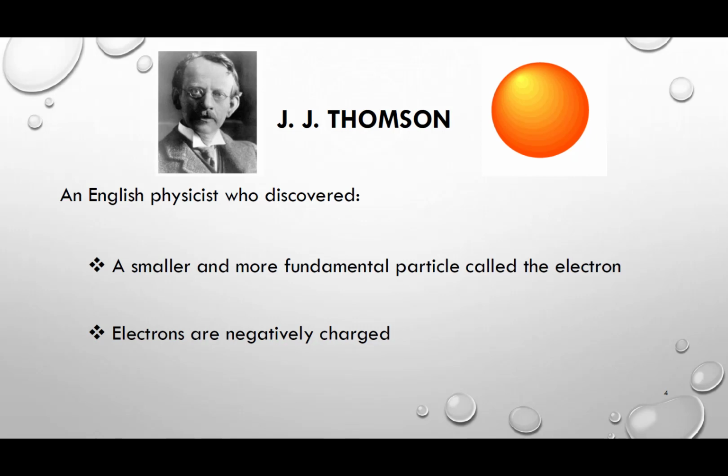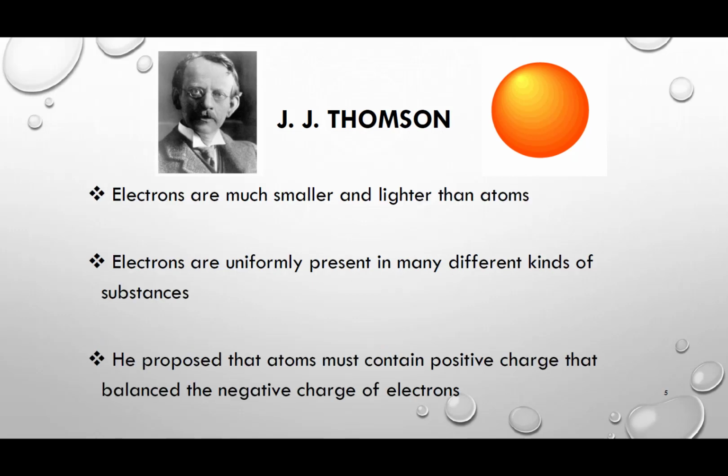Now let's talk about J.J. Thomson. He was an English physicist. He discovered electrons. He discovered that electrons are a smaller and more fundamental part of atoms. He also discovered that electrons are negatively charged species. In addition, he proposed that electrons are way smaller and lighter than the atom. They're the smallest part of the atom.